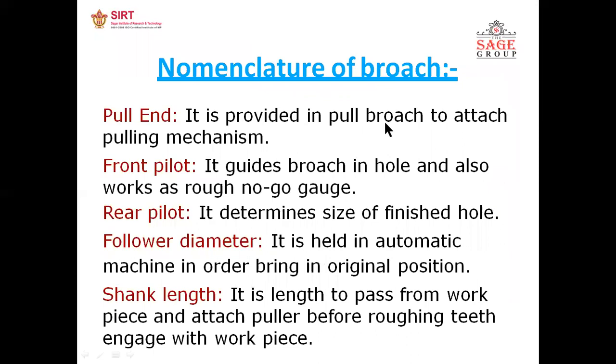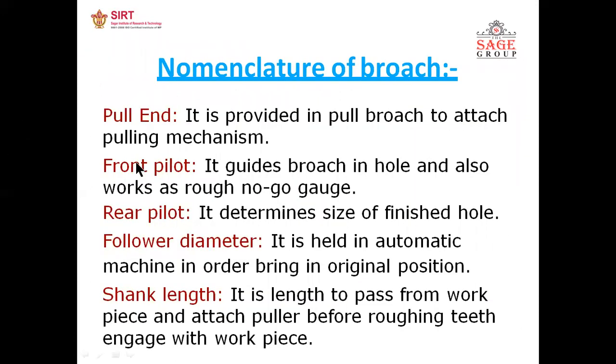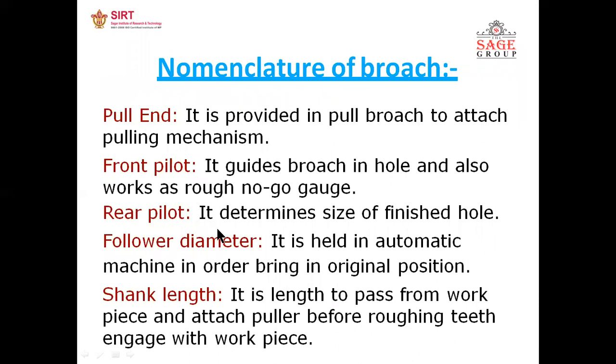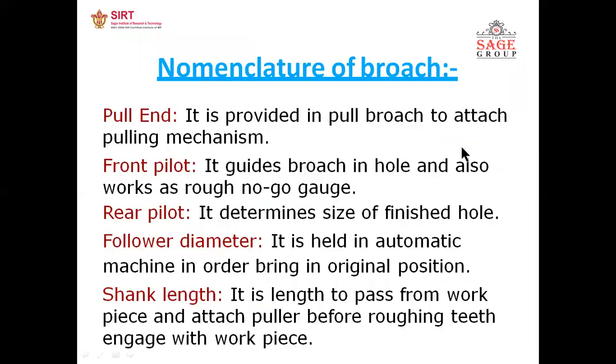The pull end is provided on the broach to attach the pulling mechanism. This is the pull end we use to pull it from the specimen. The front pilot guides the broach in the hole and also works as a rough no-go gauge. This is the front pilot which guides the broach. The rear pilot determines the size of the finished hole. This is the rear pilot which determines the size of the finished hole.